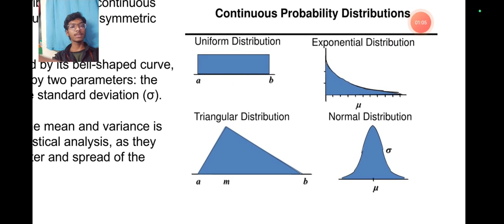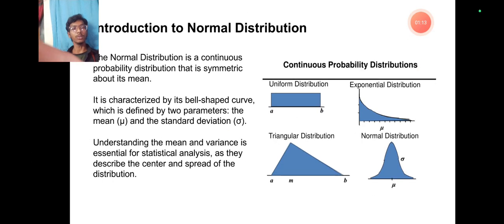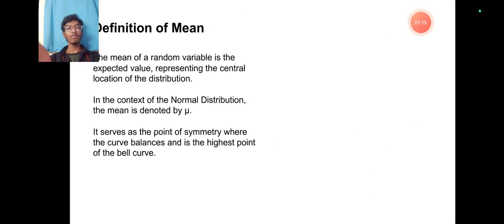Here we can see the continuous probability distributions. There are four types: first is the uniform distribution, second is the exponential distribution, third is the triangular distribution, and the last one is the normal distribution. Next, the definition of mean.